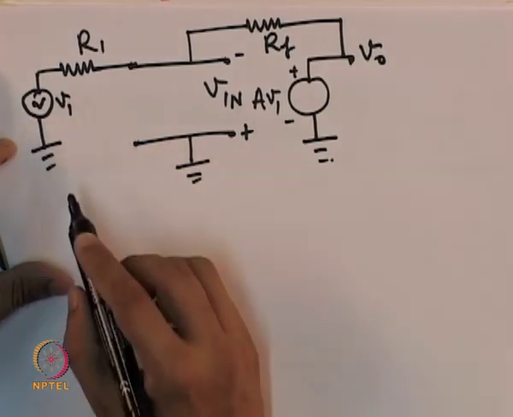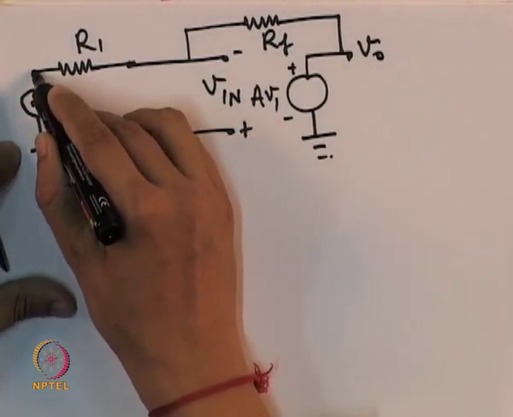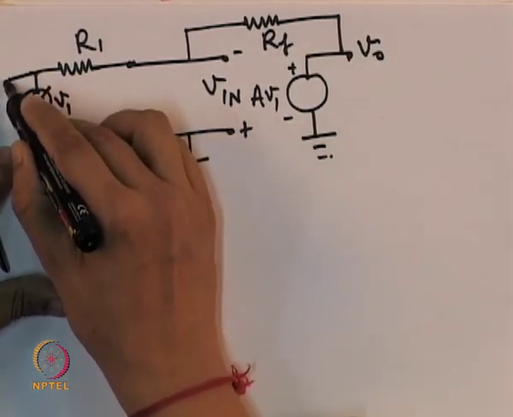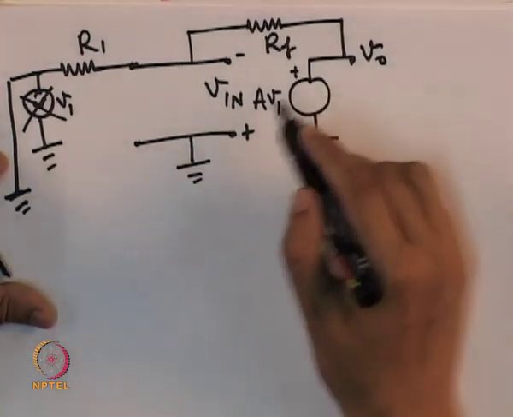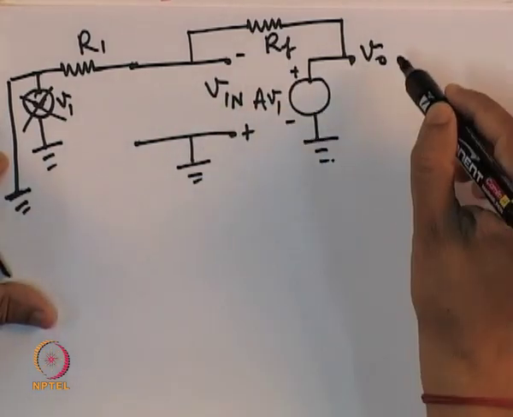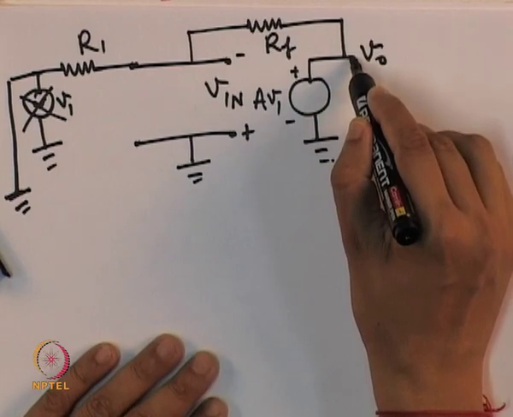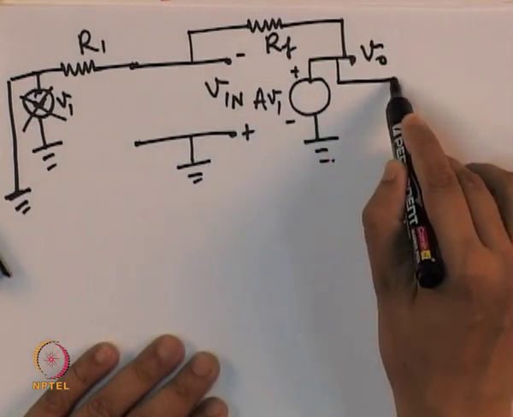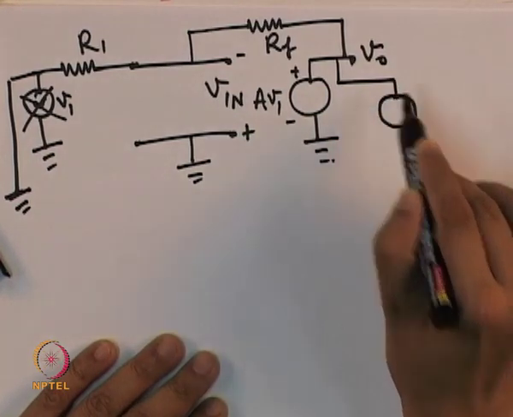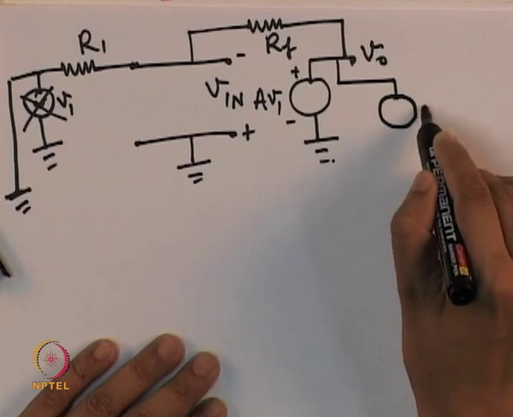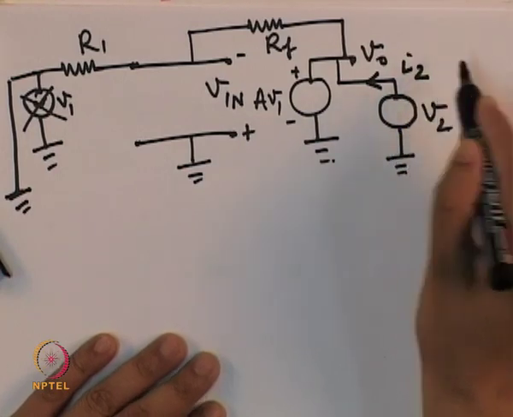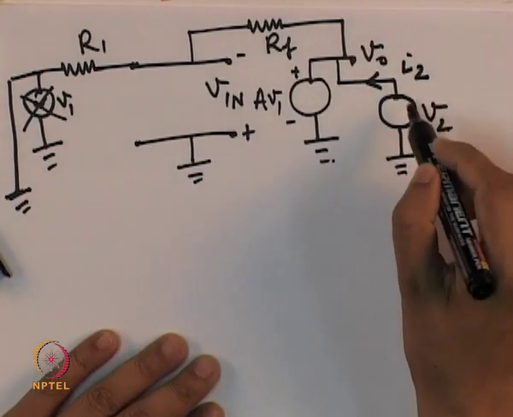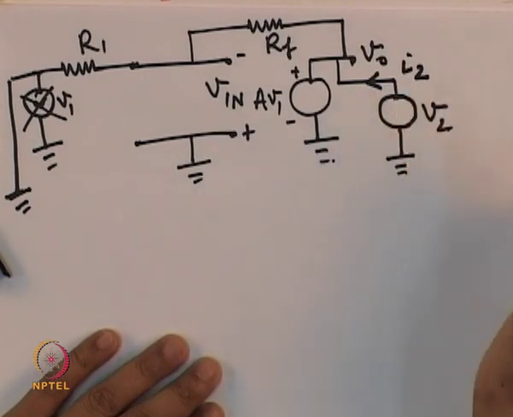Now, the first step is to short this. If I short this, then this gets cancelled and we have this terminal directly connected to ground. So, if this terminal is connected to ground and this terminal is connected to ground, and here at the output we connect a source, let us say that is V 2. Suppose the current supplied by V 2 is I 2, then if we can compute the value of I 2, we shall be able to calculate the value of the output impedance.